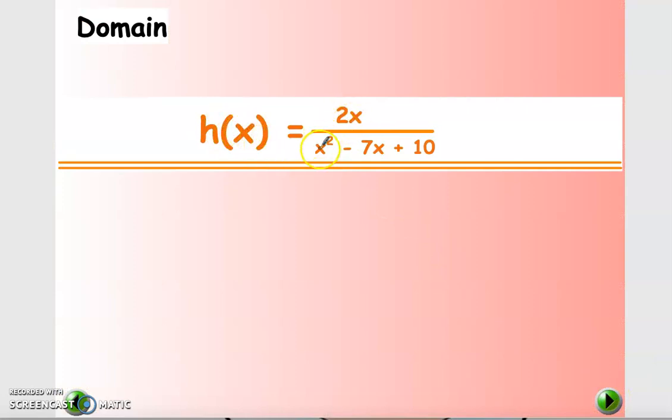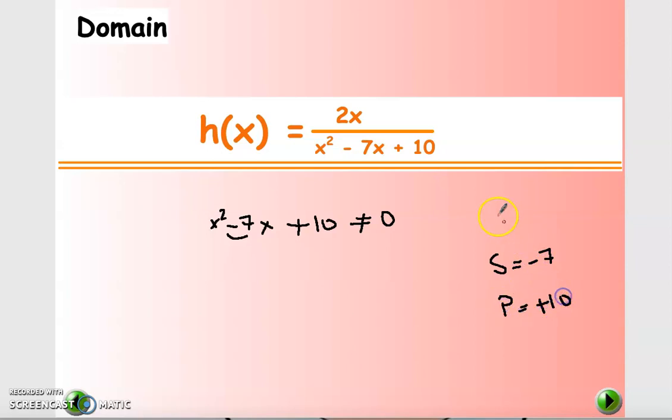h of x equals x over x squared minus 7x plus 10. So the bottom, or the denominator, should not equal 0. So x squared minus 7x plus 10 is not equal to 0. Now we should factorize it, or write it in product form. Just find two numbers whose sum is equal to minus 7 and whose product equals plus 10. We have minus 2 and minus 5. If we add them, we will get minus 7, and if we multiply them, we will get plus 10.